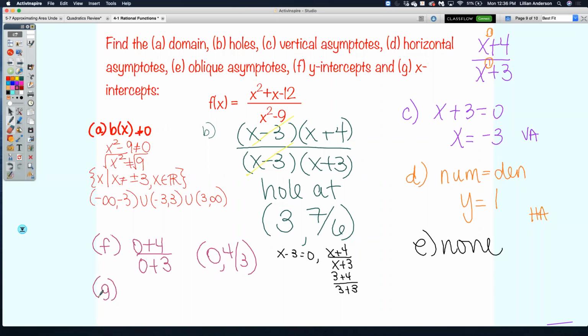And how do I find my x-intercept? You plug in 0 to the numerator, or you set the numerator equal to 0. I set the numerator equal to 0, and again I take the simplified form, because remember, there was a hole. You don't want to set x minus 3 equal to 0, because that's a hole there, not an x-intercept. So x is equal to -4, and my x-intercept is (-4, 0). That's putting it all together to get all the different features of this rational function.